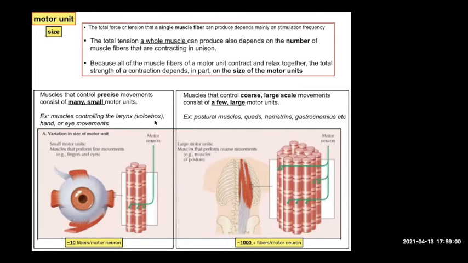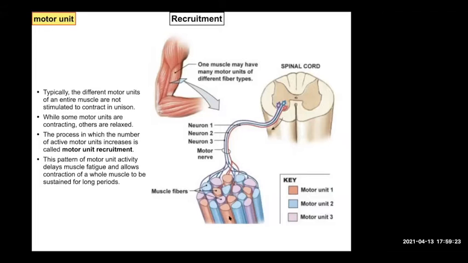We'll also see later that the motor neurons controlling the small units are actually small motor neurons, and these are actually big. Their cell bodies are big. We probably won't get to that till we get to the nervous system, though. So that is the motor unit and the size of the control.